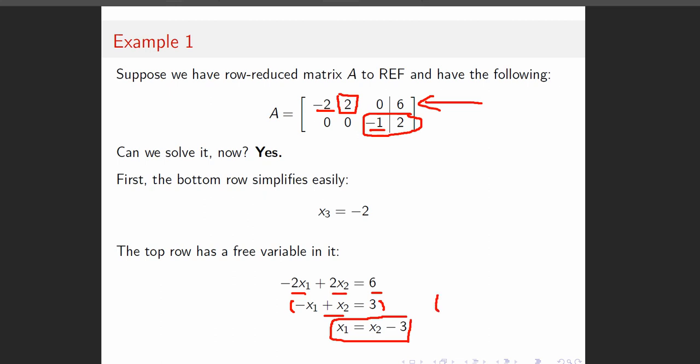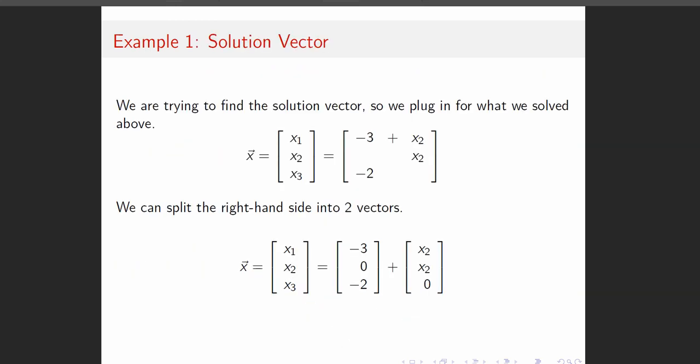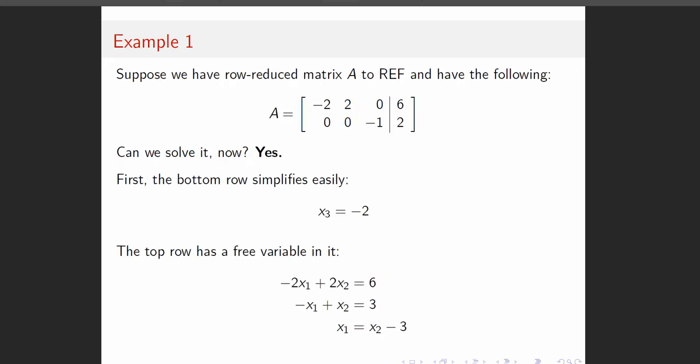I'm sorry, that got a little confusing doing that all in one step. But I did multiply through by negative 1, and then I moved the x sub 2 over. Since it was negative, I was adding x sub 2 to both sides, which should explain how everything arrived. So then what do we have? We know exactly what x sub 3 is, and x sub 1 has this free variable x sub 2 in it.